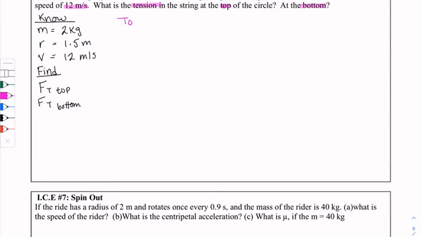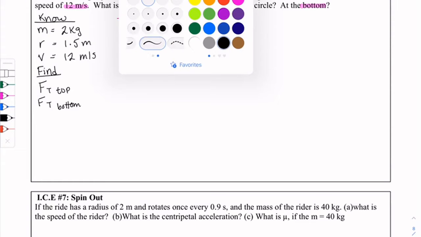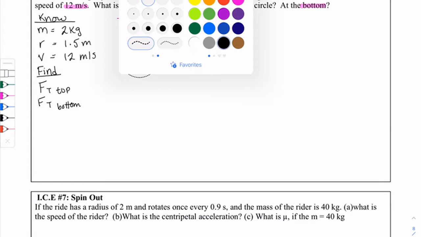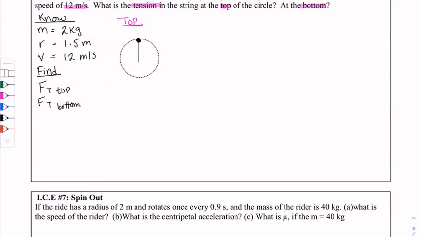So this is the top. So I have a circle. Well, here's my ball. It's on a string. And it's going around in this circular path. Okay? So that's the path it's taking. We'll pretend that it's going this way.